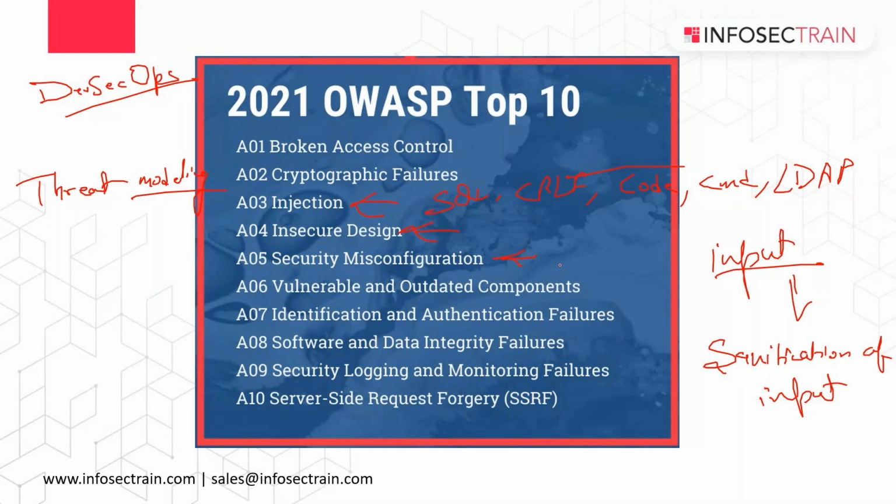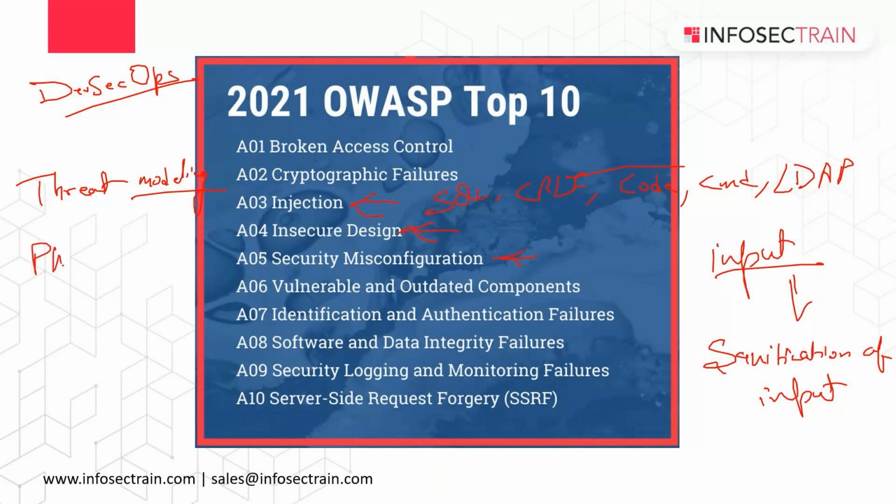Then vulnerable and outdated components. Most of the time we have seen that third party components which you are using in your organization, such as application servers, web servers, operating systems, database management systems, APIs, open source libraries, and runtime environments, if they are outdated, then vulnerabilities arise.